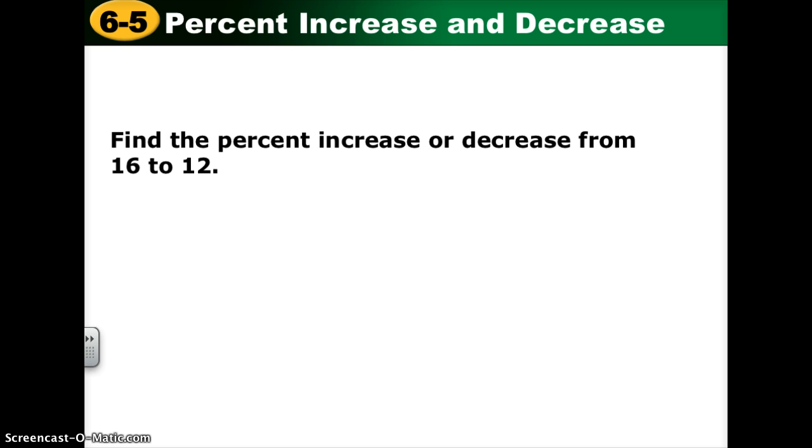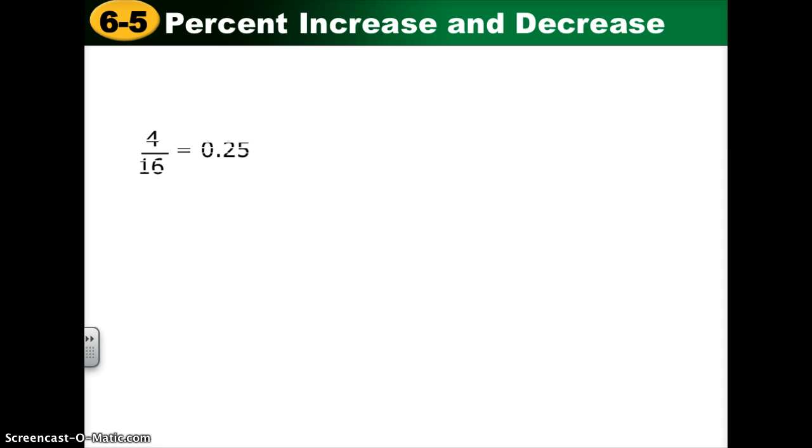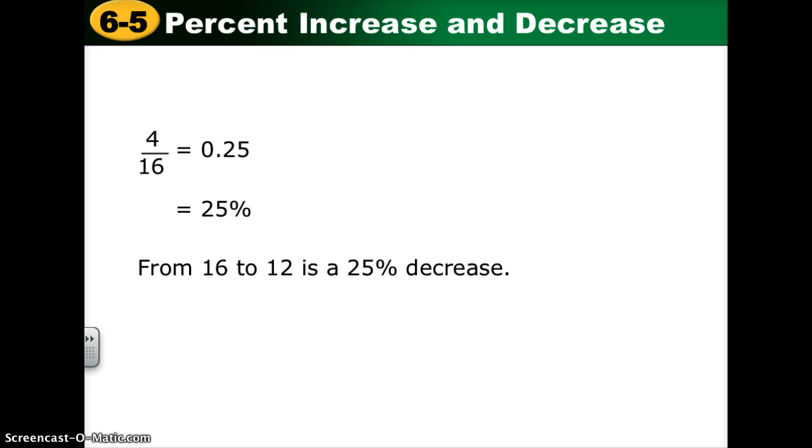Find the percent increase or decrease from 16 to 12. This is a percent decrease. We start by subtracting our numbers. 16 minus 12 is 4. Then we take our amount of change out of our original amount, which was 16. So we're trying to figure out what percent is 4 of 16. Divide those to get the decimal, 0.25, and you get 25% when you multiply by 100. So from 16 to 12 is a 25% decrease.